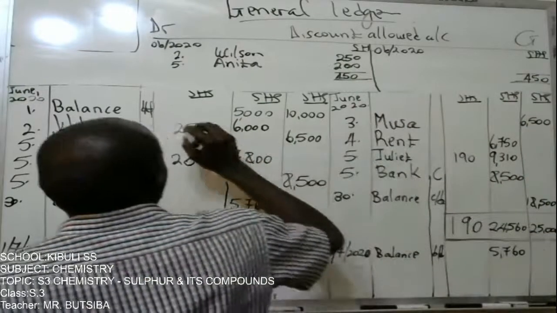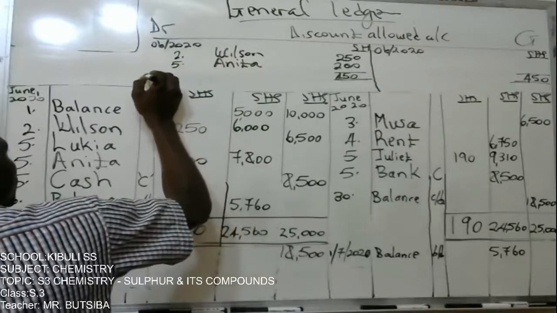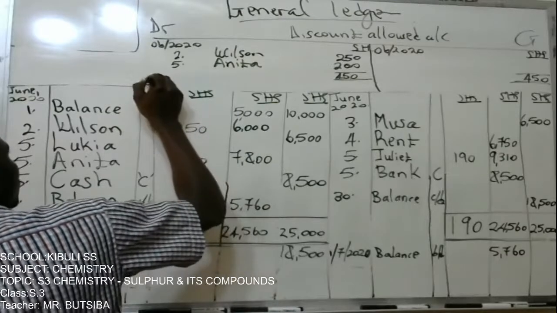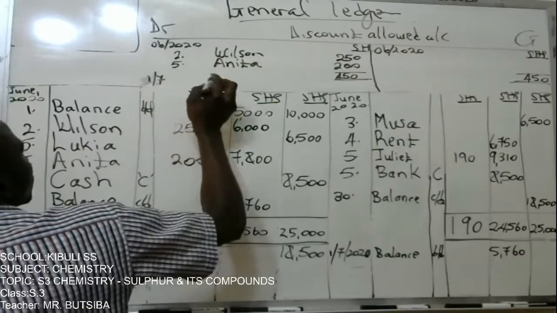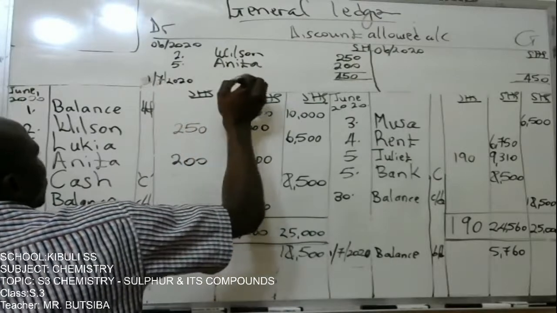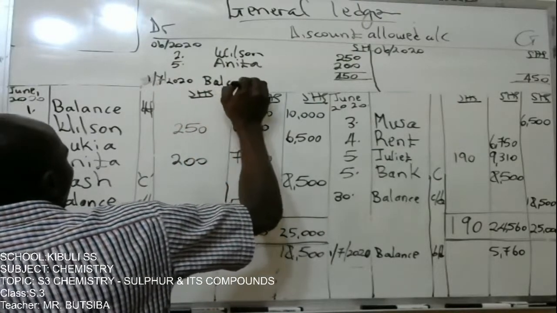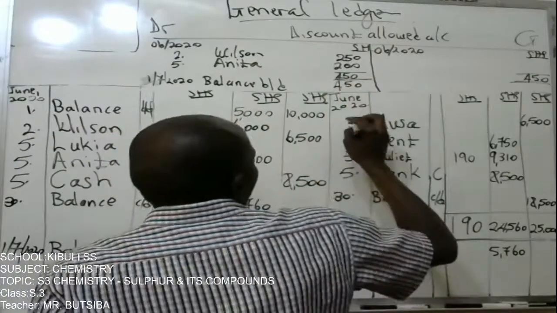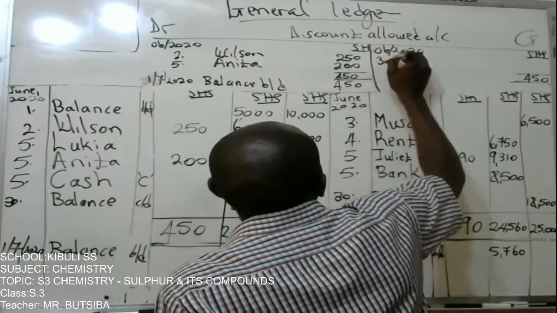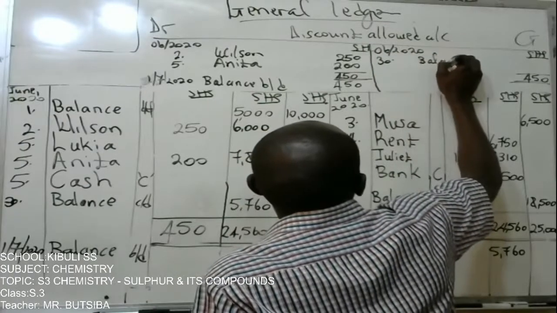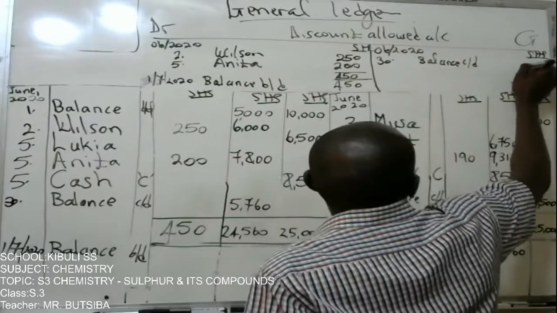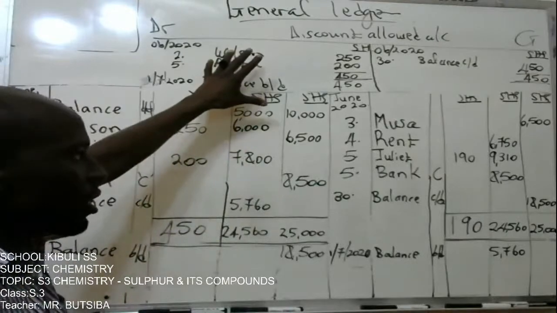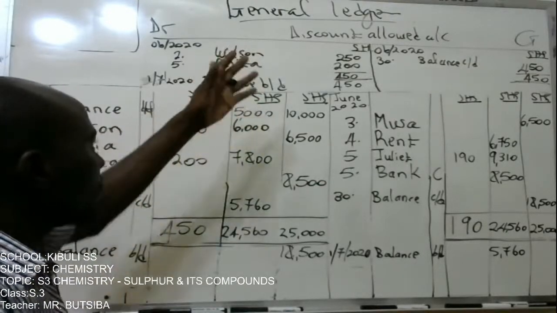450. So you have your balance brought down on 30th. That is for the month. It will be now 1st July 2020. Then you have your balance brought down 450. Get the balance carried down on 30th. Balance carried down 450. So that's how you record in the discount account under the general ledger.